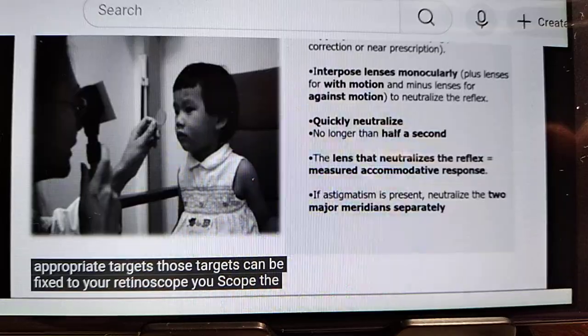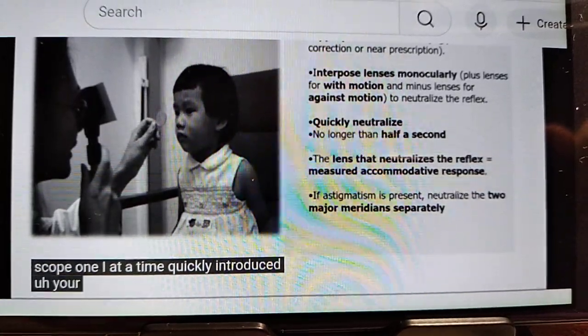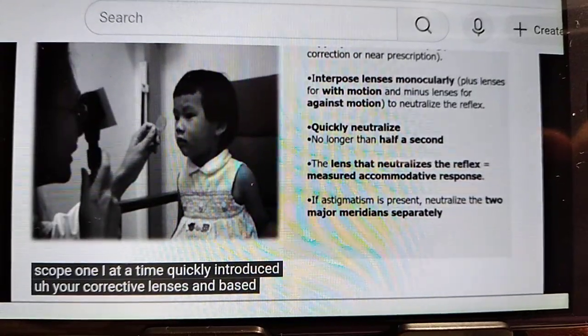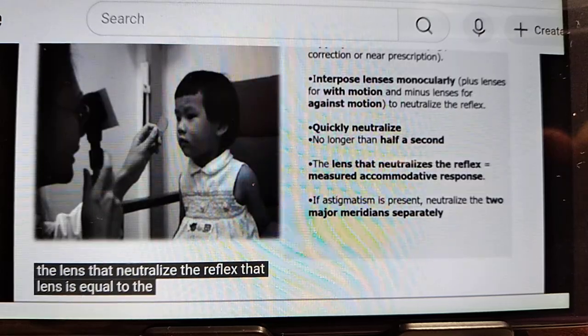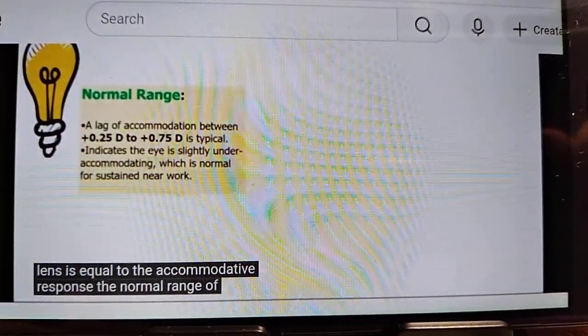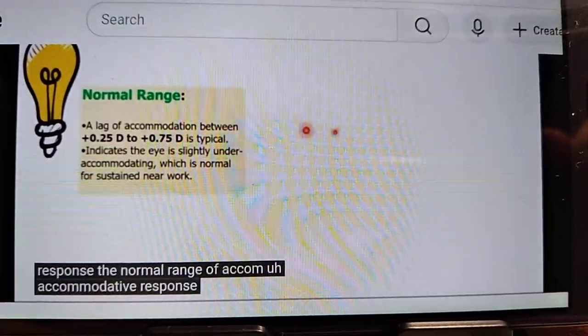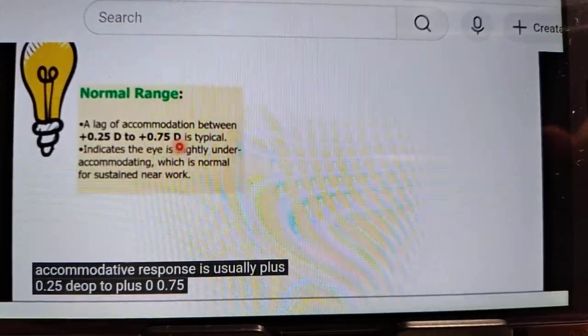You scope one eye at a time, quickly introduce your corrective lenses, and based on the lens that neutralizes the reflex, that lens is equal to the accommodative response. The normal range of accommodative response is usually plus 0.25 diopters to plus 0.75 diopters.